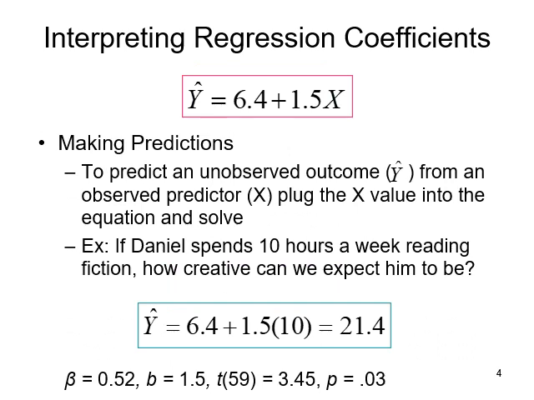So to make a prediction of an unobserved outcome from an observed predictor, we simply plug the x value into the equation and solve. The example I just ran through on the last slide is shown here physically. If Daniel spends 10 hours reading, how creative would you expect him to be? We'd expect him to get a 21.4 on our creativity scale. And we'd also want to report not just our prediction, we'd also want to report why we trust that prediction. We'd report the beta, and that's basically the overall test score.